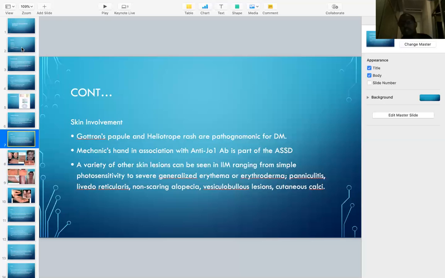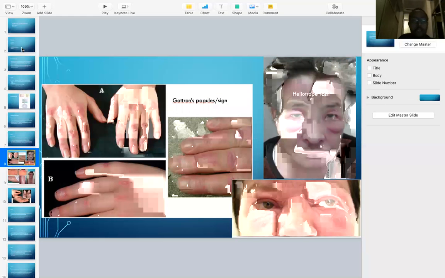All the skin lesions that you see in lupus can also be seen in this group of patients, ranging from generalized simple photosensitivity to severe generalized erythema or erythroderma, panniculitis, livedo reticularis, non-scarring alopecia, vesiculobullous lesions. Cutaneous calcinosis can also be seen in this group of patients, depending on the antibodies.